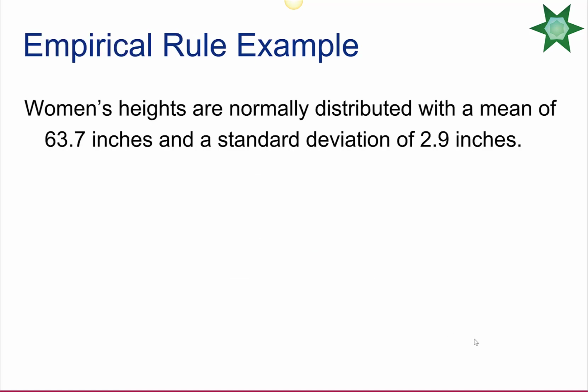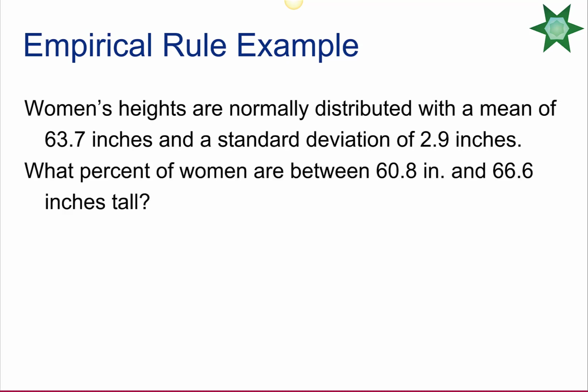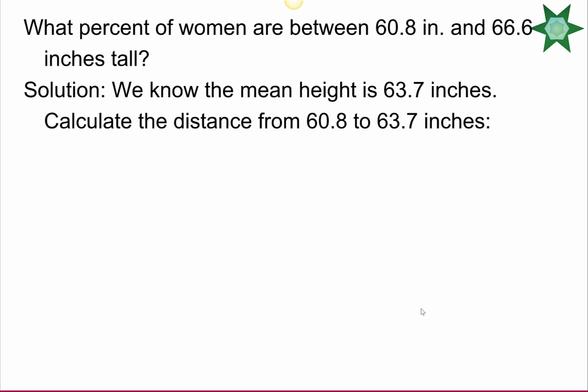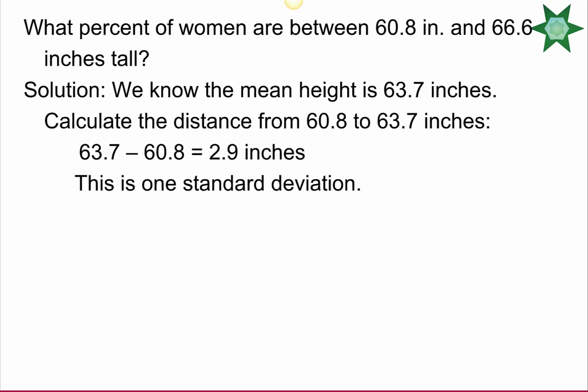Women's heights are normally distributed with a mean of 63.7 inches and a standard deviation of 2.9 inches. What percent of women are between 60.8 and 66.6 inches tall? So we know that the mean is 63.7. Let's calculate the distance from 63.7 to 60.8, and we get 2.9 inches, and that's the value of 1 standard deviation.